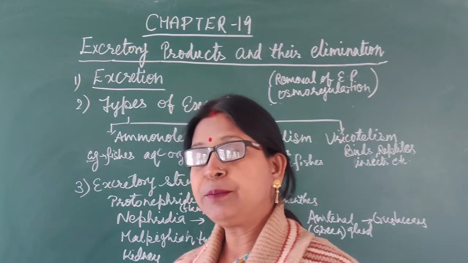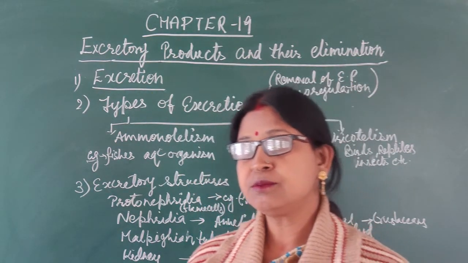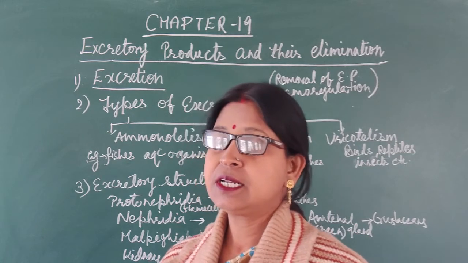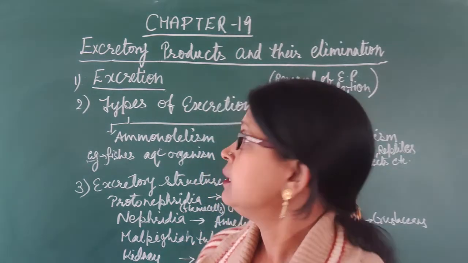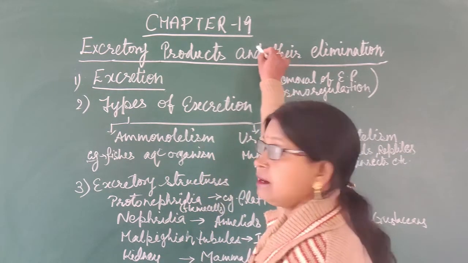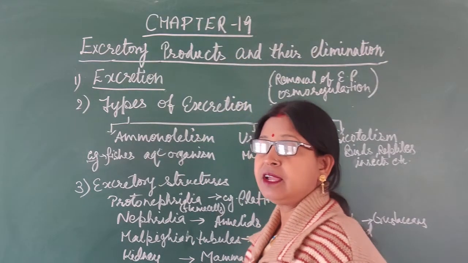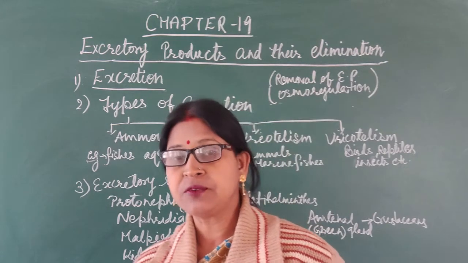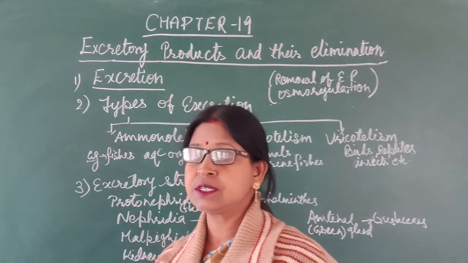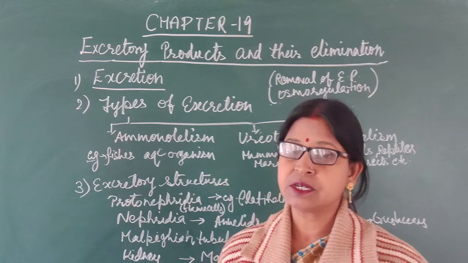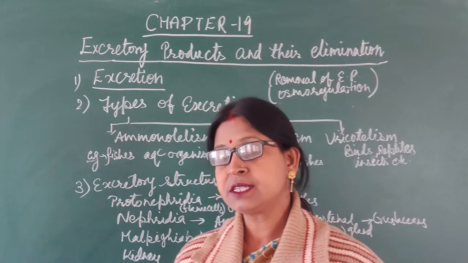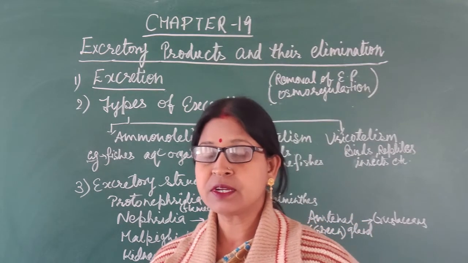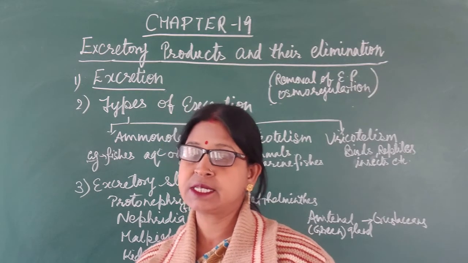Students, we have completed our circulatory system chapter. Now we will start a new chapter, chapter number 19, excretory products and their elimination. In this chapter we will discuss the process of excretion, different types of excretion, different structures of excretion, then the excretory system of humans, its functioning, its disorders, etc.